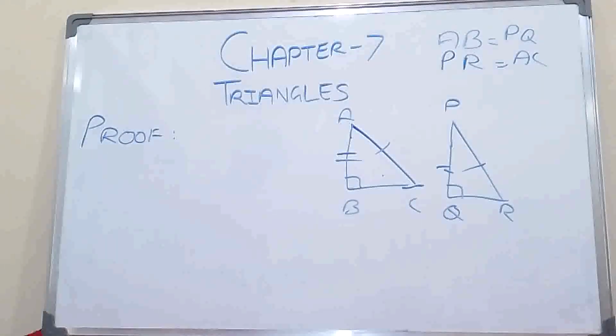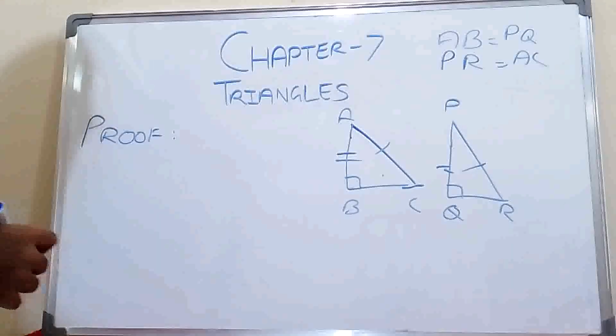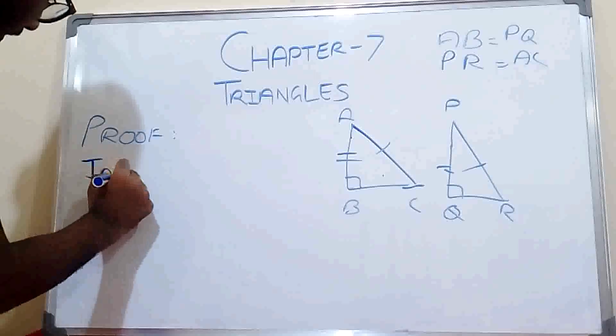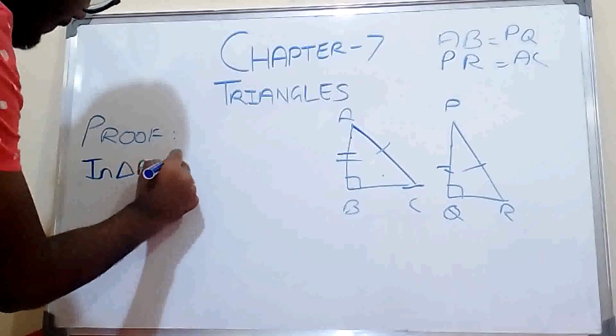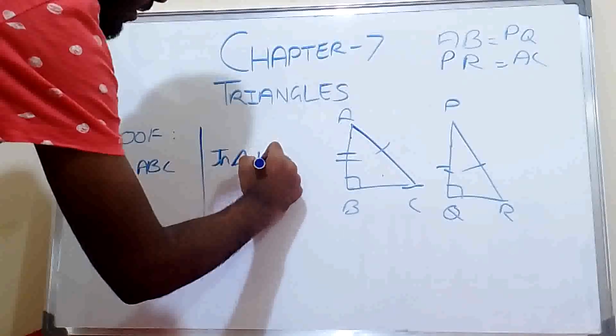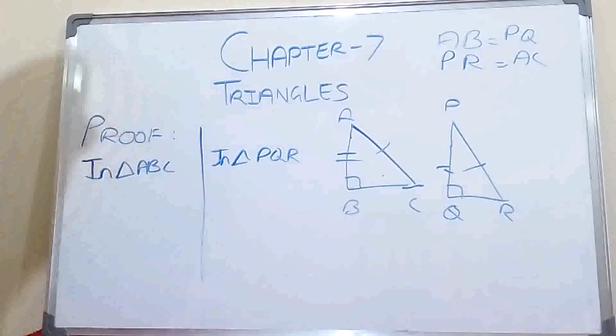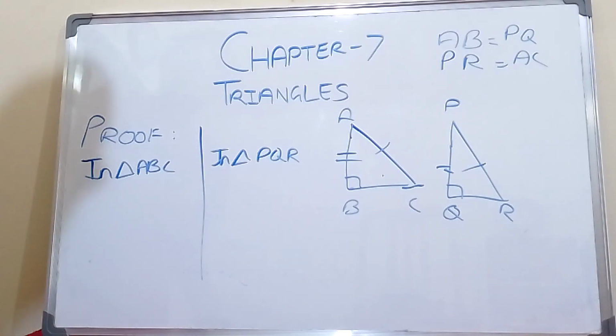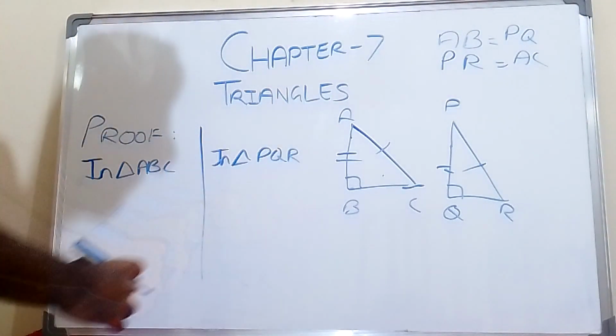Now how are we going to prove this? We are going to prove this using the Pythagoras theorem. So in triangle ABC, and here we are going to do in triangle PQR, we're going to use the Pythagoras theorem.